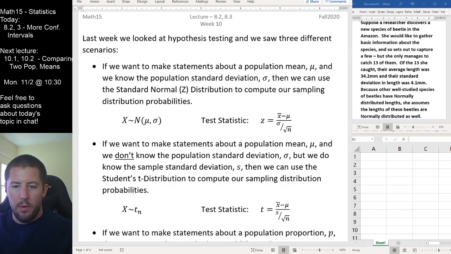We are here on Tuesday of week 10. Yesterday, we introduced our ideas about confidence intervals. We looked at our first and simplest case of confidence interval. Today, we want to expand a little bit to two other scenarios, both of which are very, very practical to us.